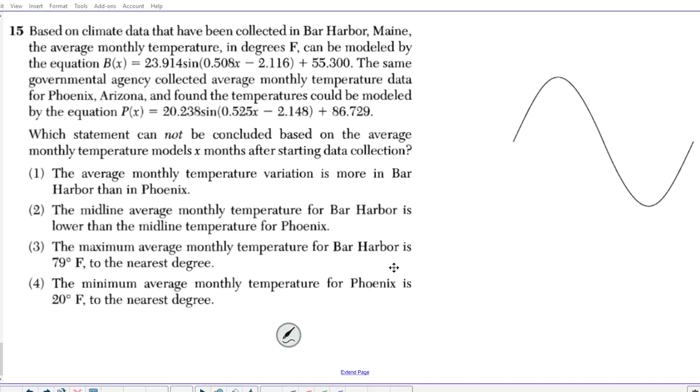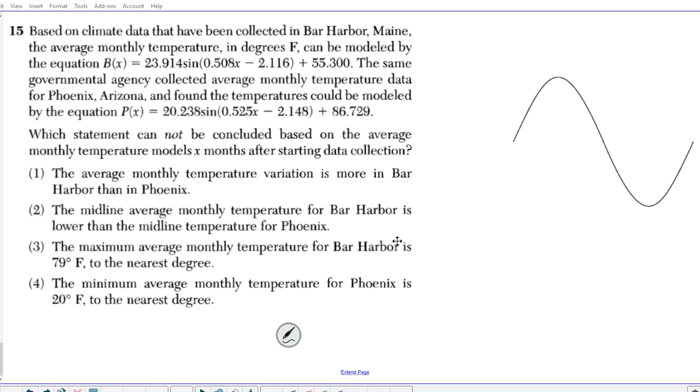The same governmental agency collected average monthly temperature data for Phoenix, Arizona, and found the temperature could be modeled by the equation P of x equals 20.238 sine 0.525x minus 2.148 plus 86.729. Question: which statement cannot be concluded based on the average monthly temperature models X months after starting data collection?